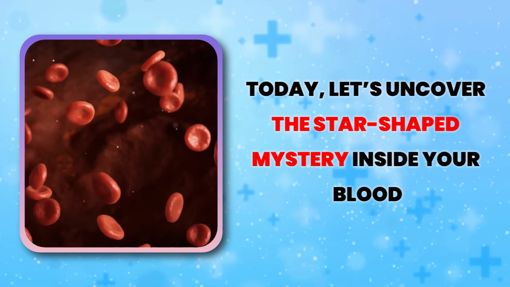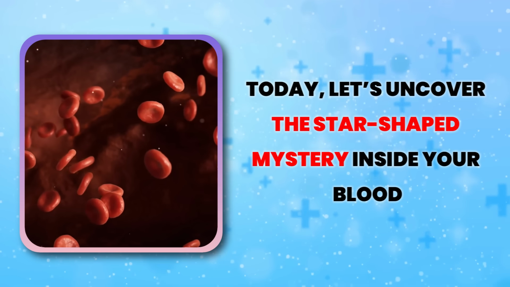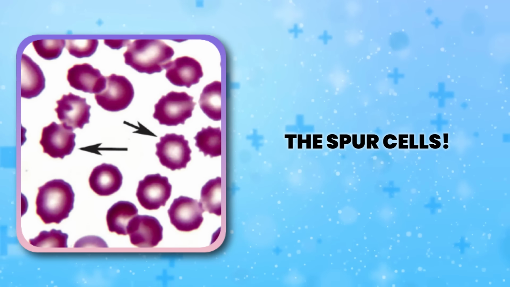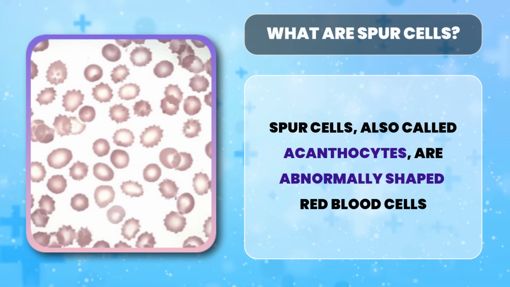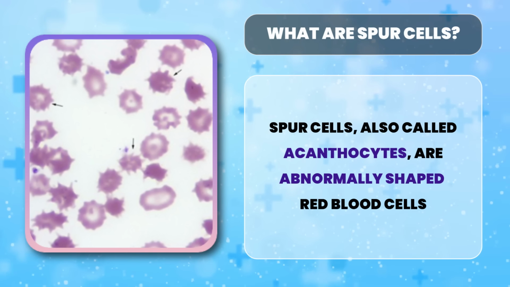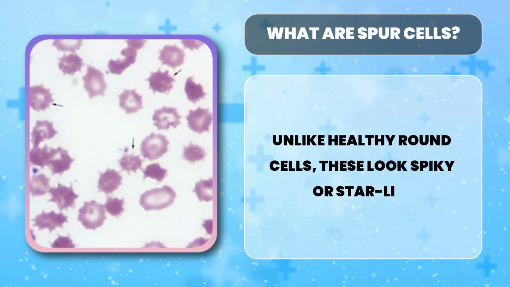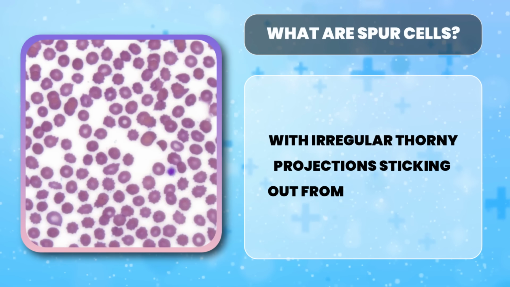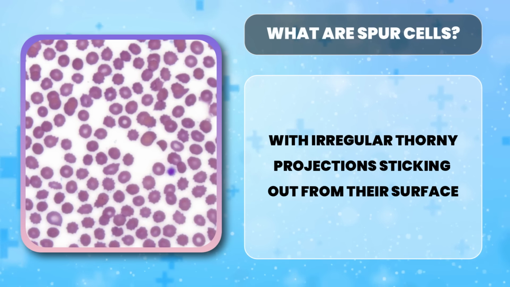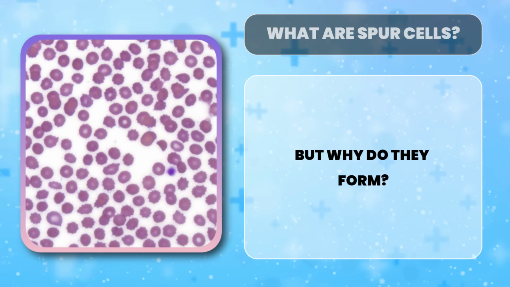Today, let's uncover the star-shaped mystery inside your blood, the Spur cells. What are Spur cells? Spur cells, also called acanthocytes, are abnormally shaped red blood cells. Unlike healthy round cells, these look spiky or star-like, with irregular thorny projections sticking out from their surface. But why do they form?